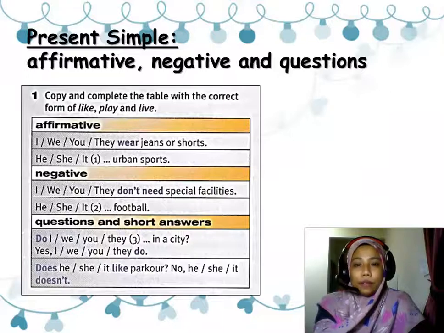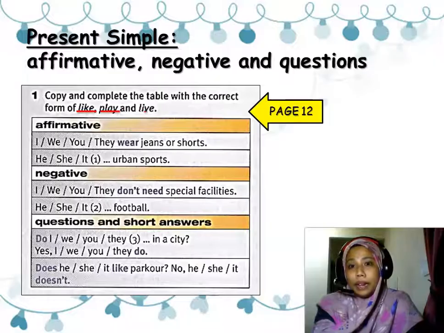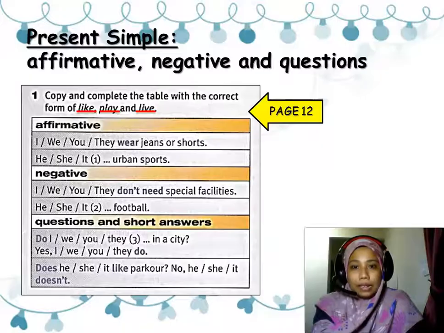Okay, let's begin with the first activity. On page 12, copy and complete the table with the correct form of like, play, and live for the affirmative or the positive sentence. The example given there: They wear jeans or shorts. Notice the verb wear without s for plural. Okay, let's try the first exercise.